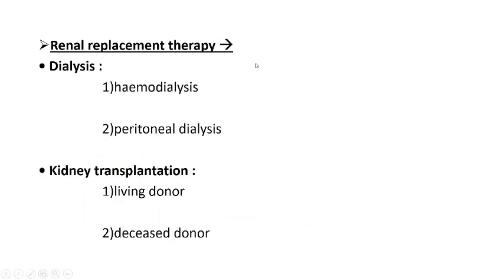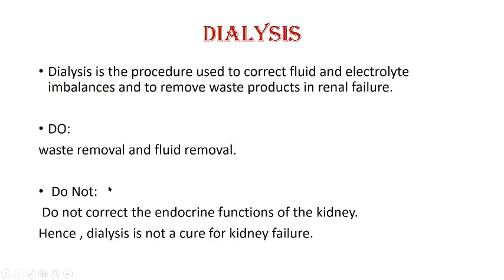So renal replacement therapy has two types. One is dialysis, another is kidney transplant. Dialysis is also of two types, hemodialysis and peritoneal dialysis. In kidney transplantation, the kidney transplant can be done by living donors or a deceased donor. Okay, so we will see about dialysis.